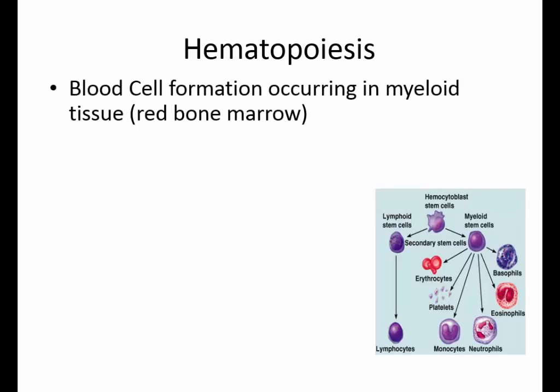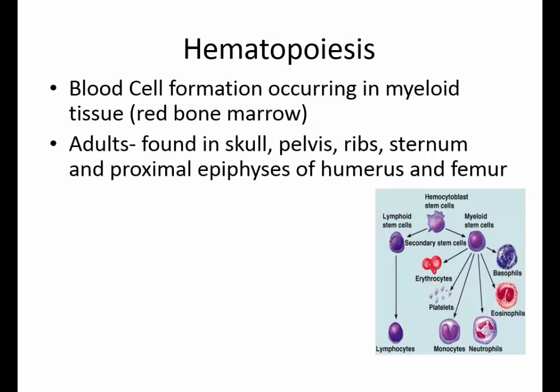Hematopoiesis is blood cell formation, and this occurs in the myeloid tissue. This is the red bone marrow. In adults, red bone marrow is found in the bones of the skull, the bones of the pelvis, the ribs, the sternum, and in the proximal epiphyses of the humerus and the femur. In children, most of the bones contain red marrow.